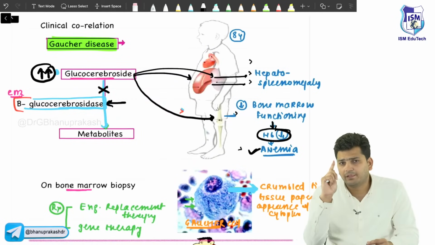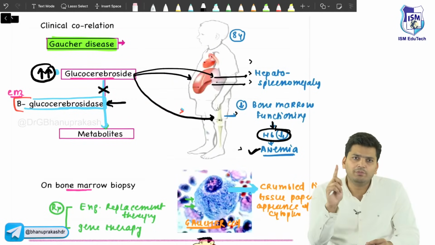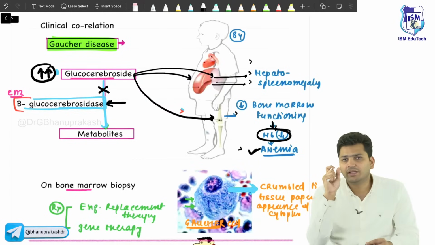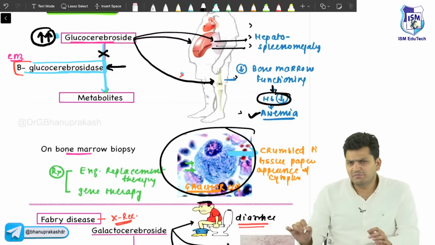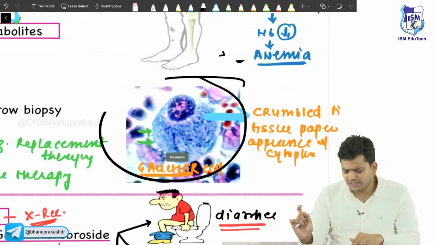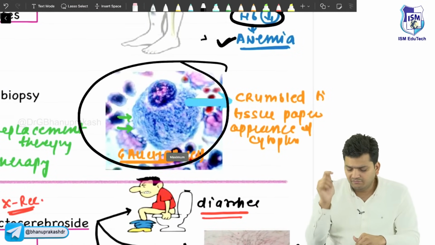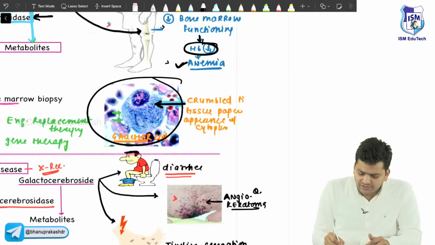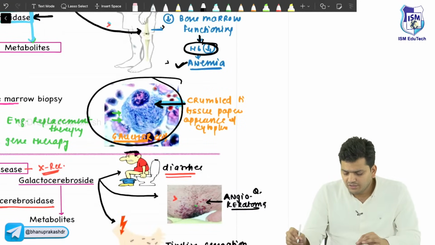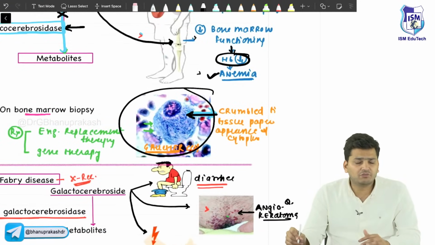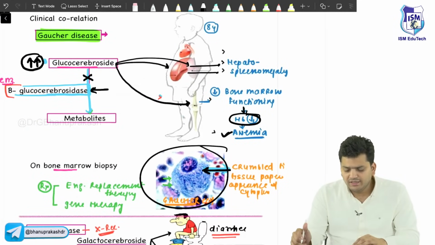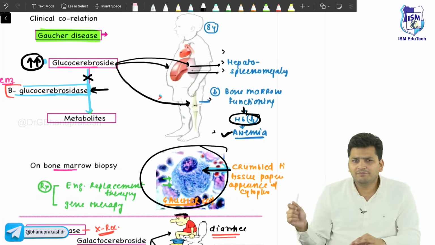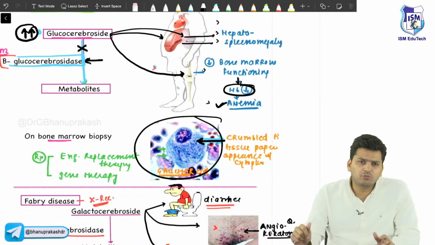So remember the language of the question. They will say 8-year-old boy, hemoglobin 6.2 means anemia, hepatosplenomegaly, and they will give this image. The image will be slightly different, but something like this. A cell will be there, in which the cytoplasm is very rough. This is the crumpled tissue paper appearance of the cytoplasm. These are the things they will say: hepatosplenomegaly, anemia, 8-year-old boy, this particular cell. What is the most likely diagnosis?